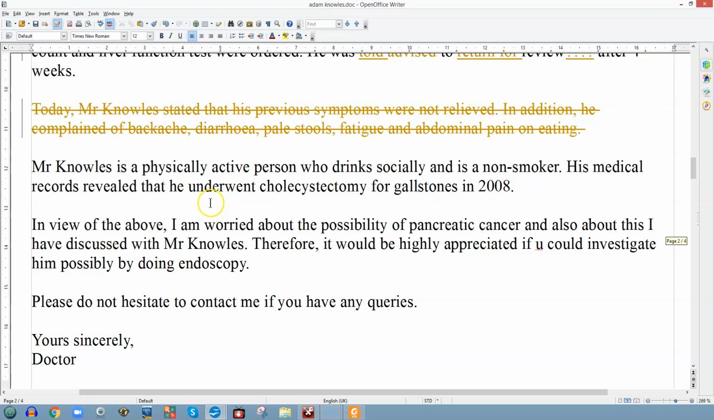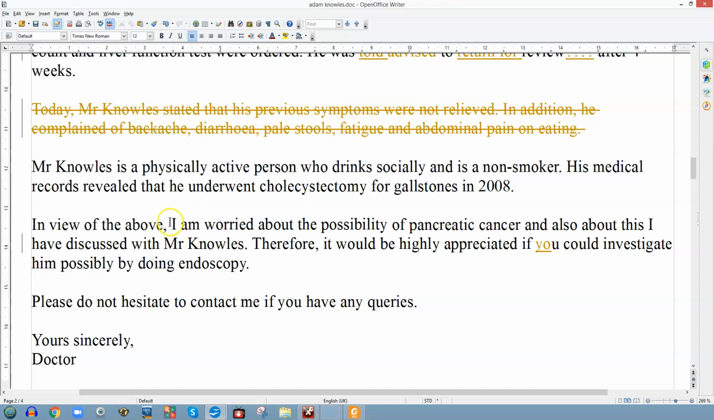What about a possibility? You wouldn't say that. You would say, in view of the above, Mr. Knowles. Sorry, there's a bit of noise outside my office window. Right, that's gone now. So you wouldn't really say this, I'm worried about the possibility. You'd probably say something like, in view of the above, I would appreciate it if you could investigate him, the possibility, you know. So we wouldn't really have that there.